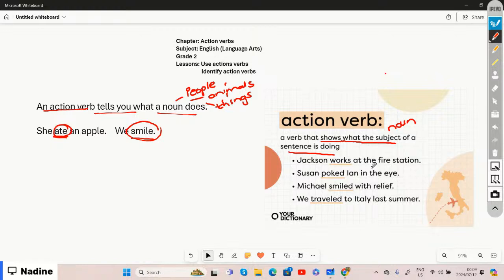we say Jackson works at the fire station. So now if we were to ask, what is Jackson doing? Jackson works at the fire station. So works is our action verb and it tells us what Jackson is doing.